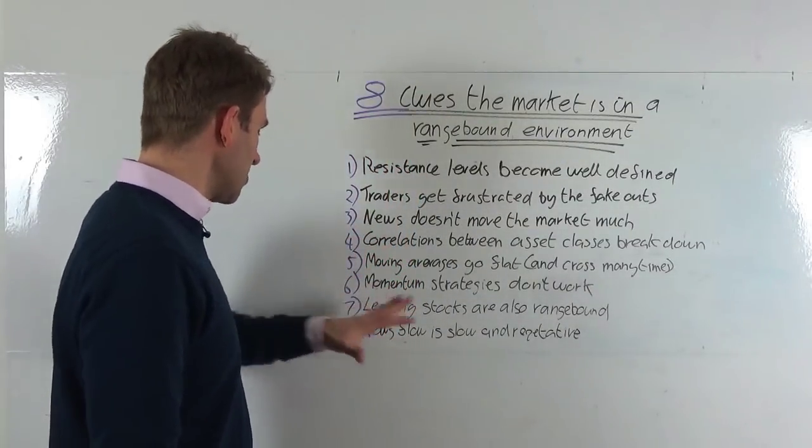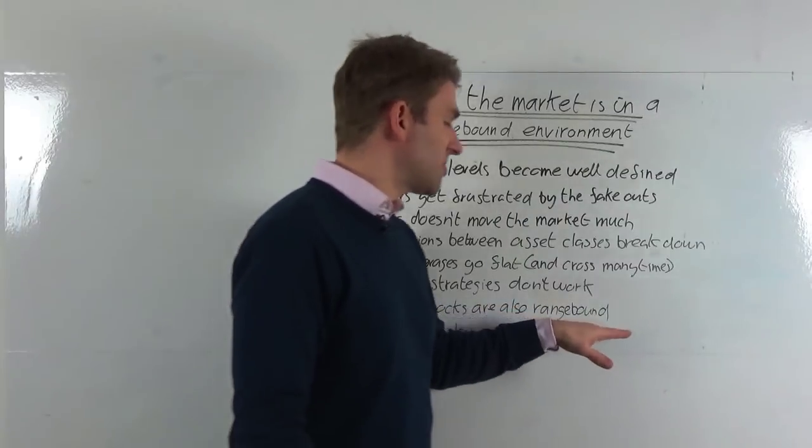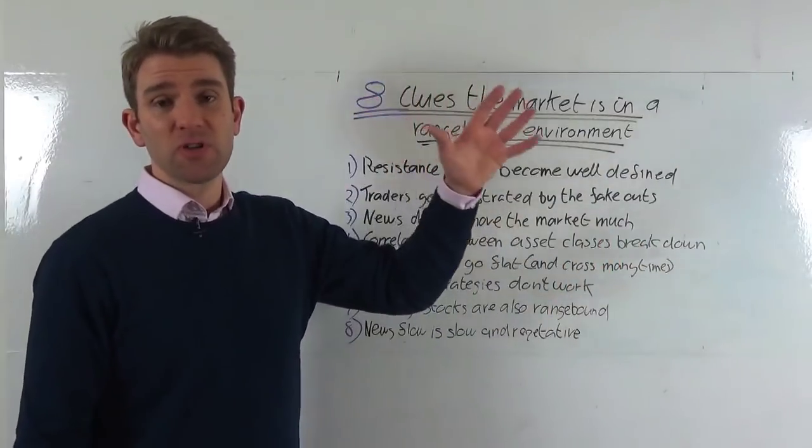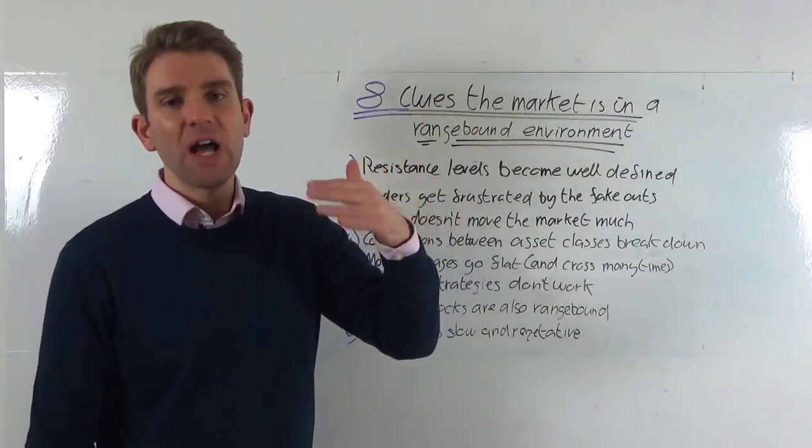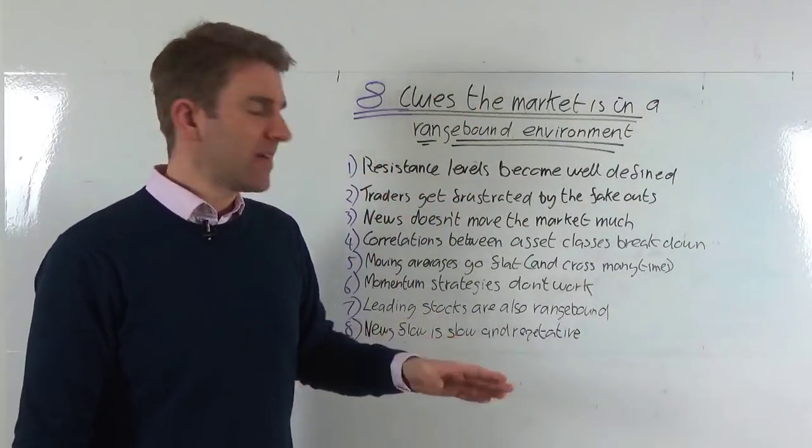Okay, last two, guys. Number 7, leading stocks are also range bound. So this is more of a swing environment. The stocks that have been doing very, very well, trending nicely, are also spending a lot of time in ranges before they push on. That's a good little clue.